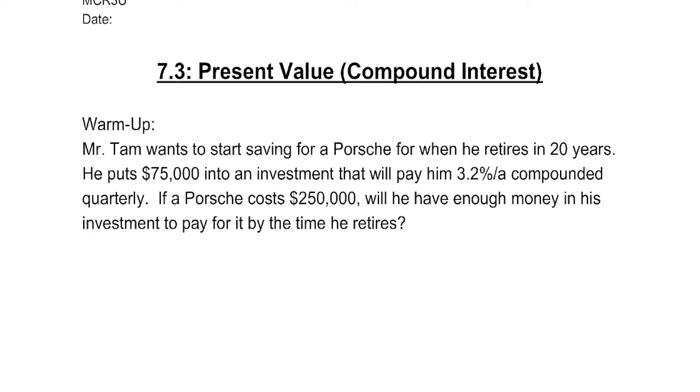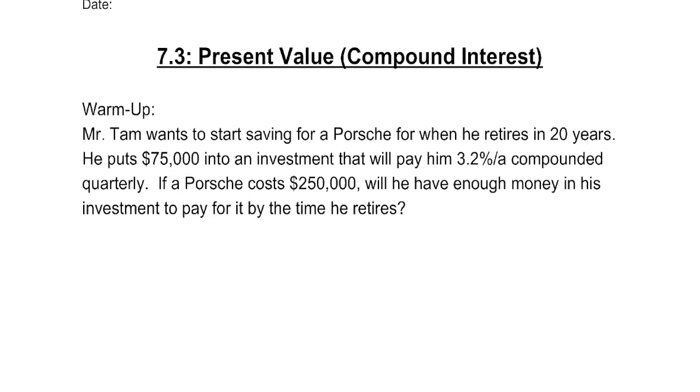So here's our question. I want to start saving for a Porsche for when I retire in approximately 20 years. I put $75,000 of my hard-earned money into an investment that will pay me approximately 3.2% per annum, compounded quarterly. If a Porsche costs approximately $250,000, will I have enough money in my investment to pay for the Porsche by the time I retire? Well, how do we go about calculating that question?